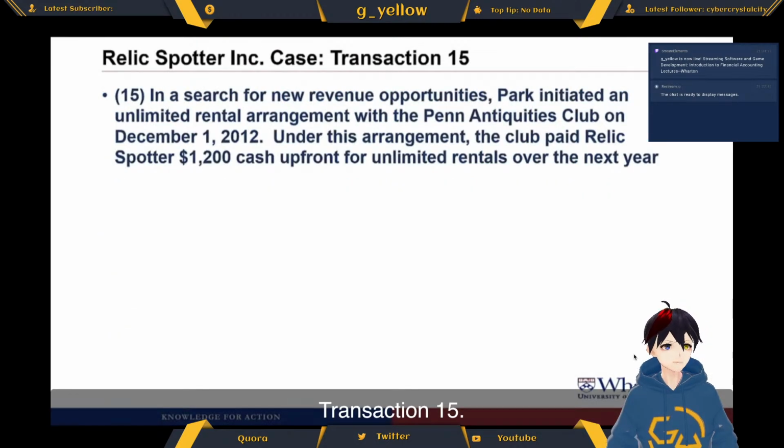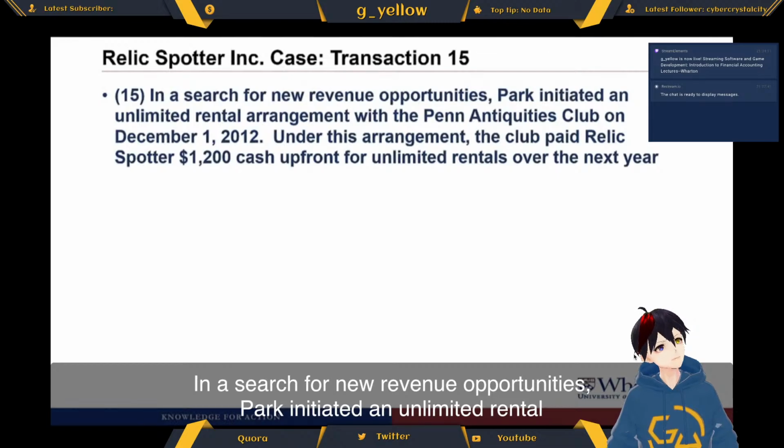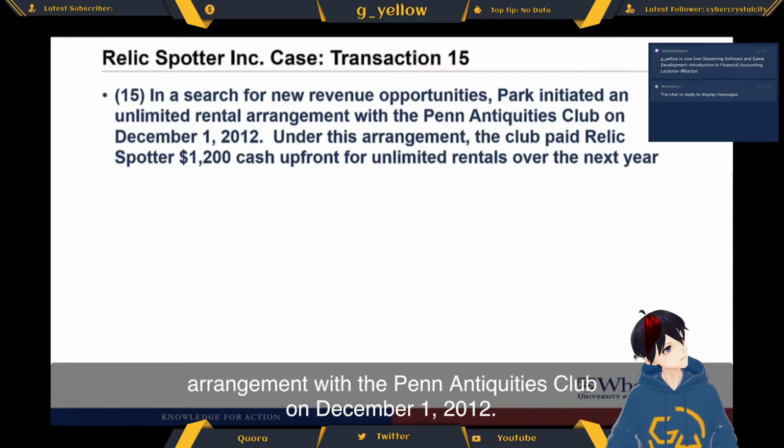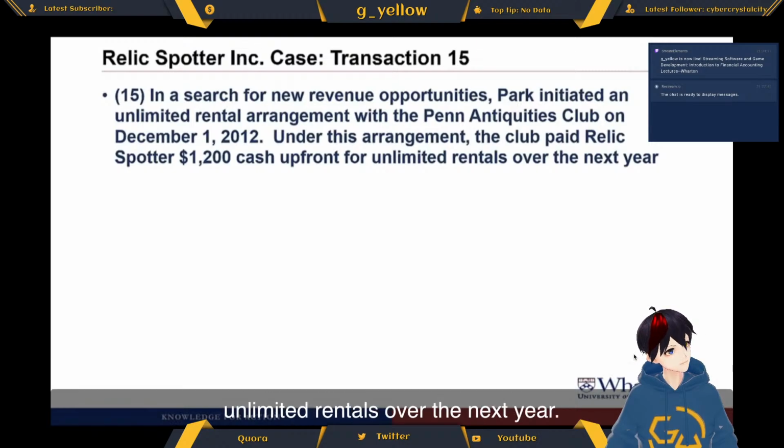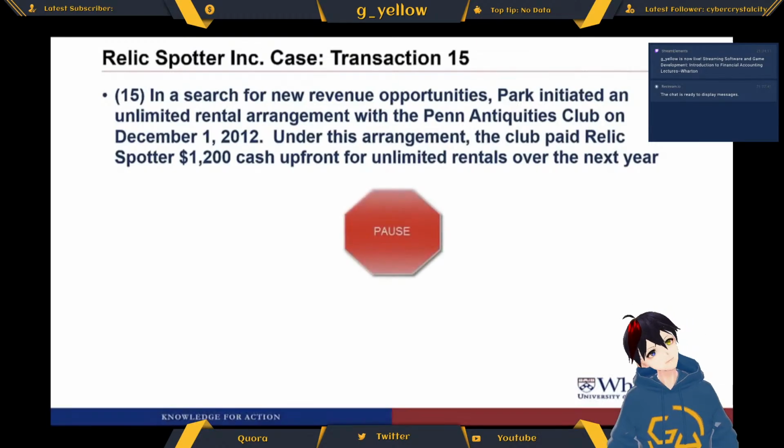Transaction 15. In a search for new revenue opportunities, Park initiated an unlimited rental arrangement with the Penn Antiquities Club on December 1st, 2012. Under this arrangement, the club paid Relic Spotter $1,200 cash up front for unlimited rentals over the next year.